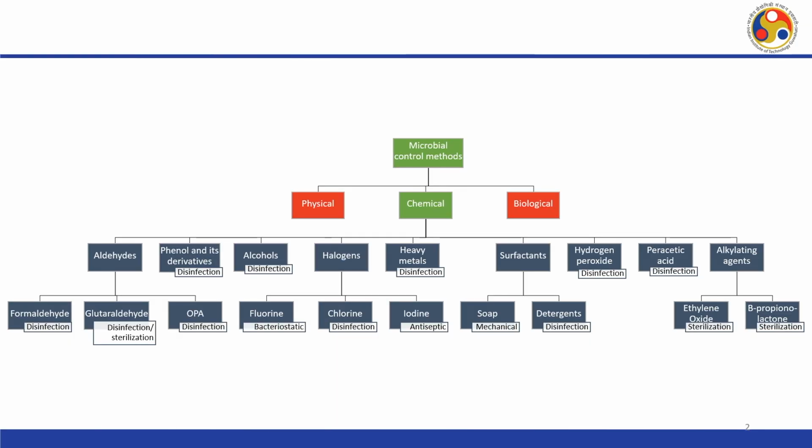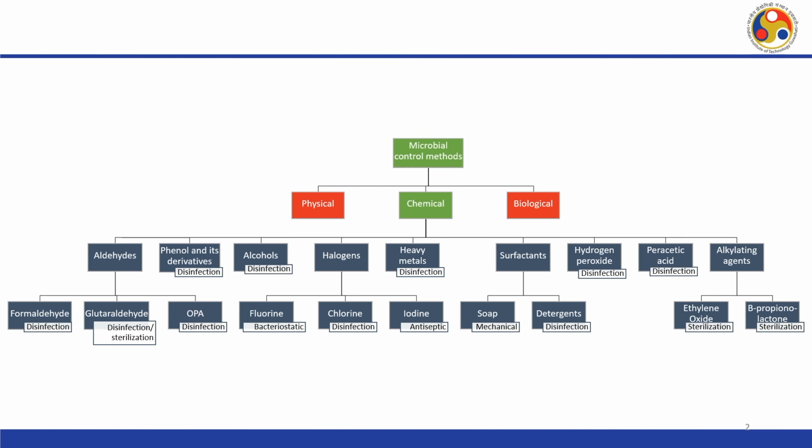In the last lecture we discussed the physical methods of microbial control. Today we will be discussing the chemical methods of microbial control, under which we have various agents like aldehydes, phenol and its derivatives, and alcohols. We also use certain halogens like fluorine, chlorine, iodine. Then we have certain metals which we use for disinfection, and surfactants like soaps and detergents, and then hydrogen peroxide, peracetic acid, and alkylating agents like ethylene oxide and beta propiolactone.